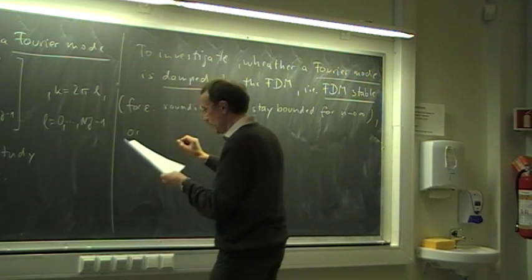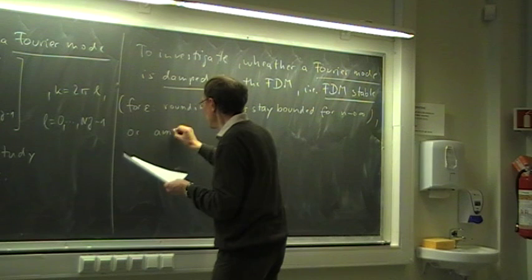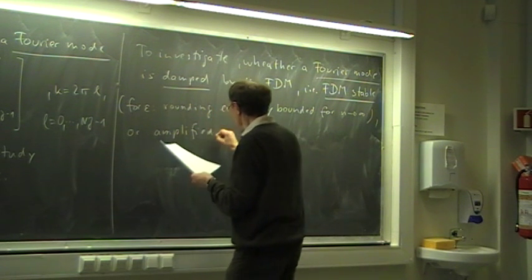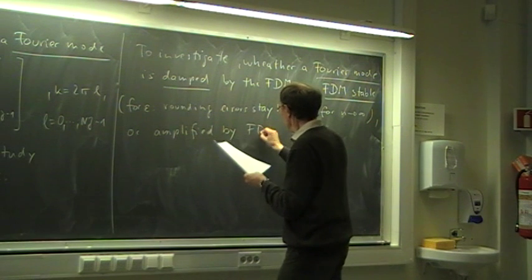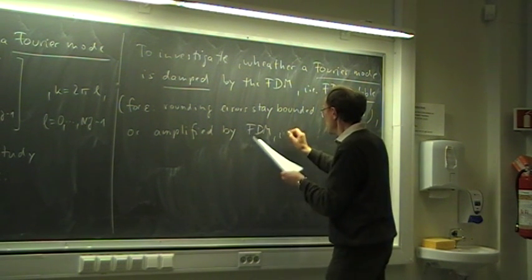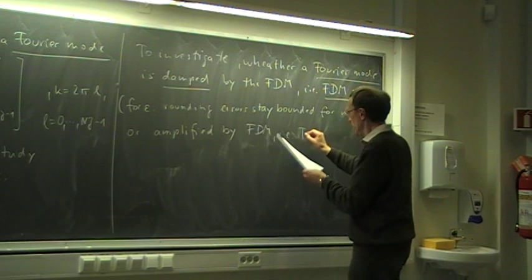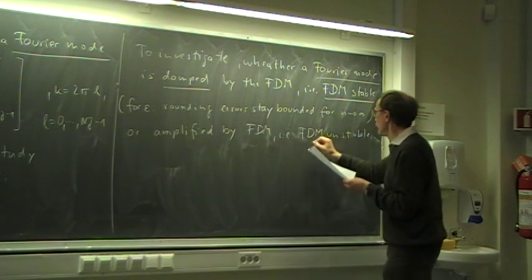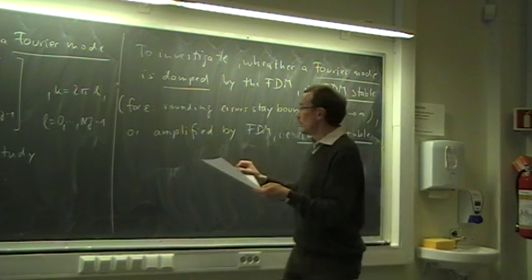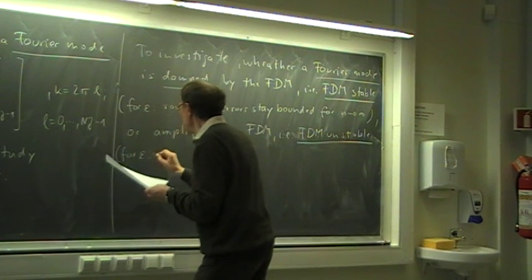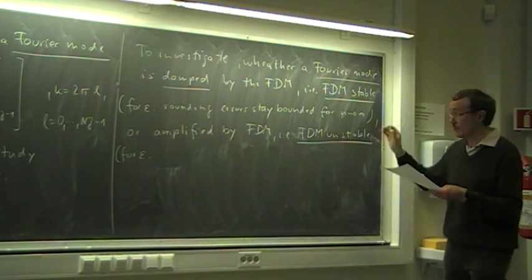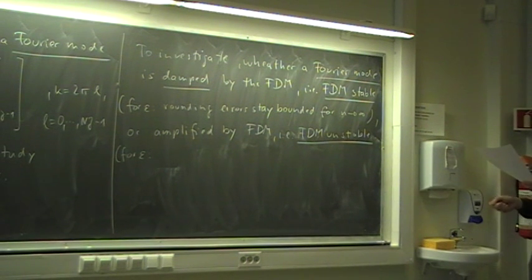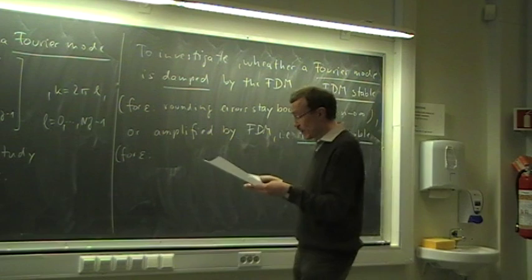Or if the Fourier mode is amplified by the finite difference method. That means, in that case, that the finite difference method is unstable. And for the rounding errors, if we apply these arguments, then for a Fourier mode representing the rounding errors, it means that the rounding errors increase beyond any bound.